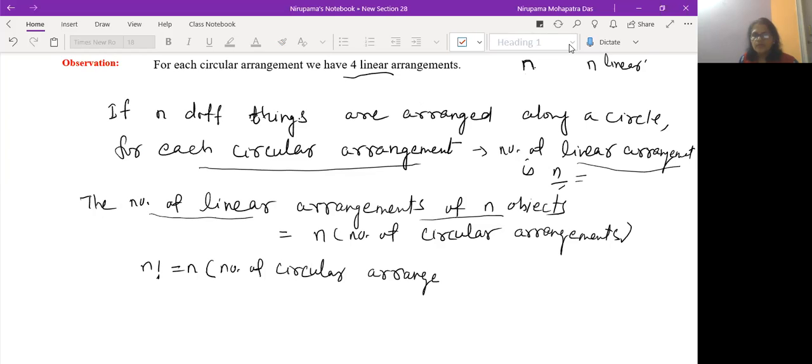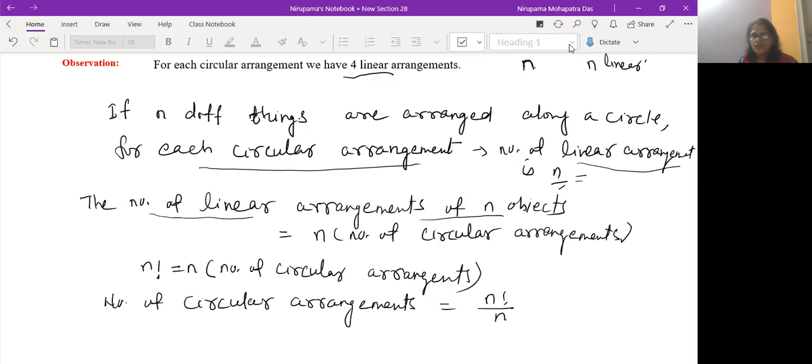Okay, so it means we can say number of circular arrangements will be how many? Number of circular arrangements equal to factorial n by n, that is equal to n minus 1 factorial. So this is one way of understanding. The other way of understanding like this, so that you may just know, observe this thing also.